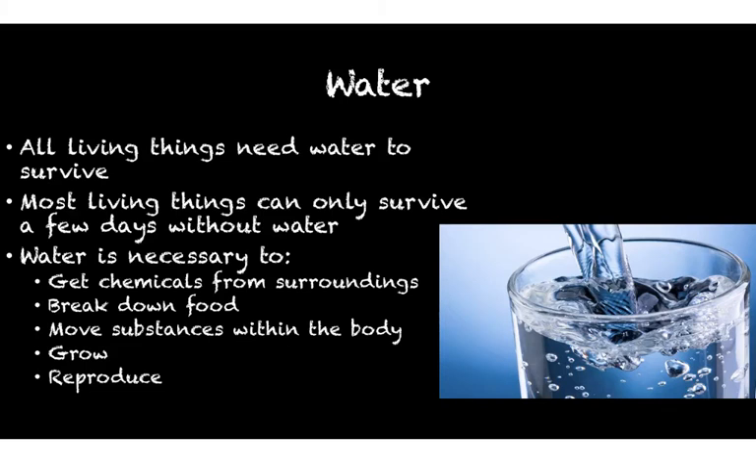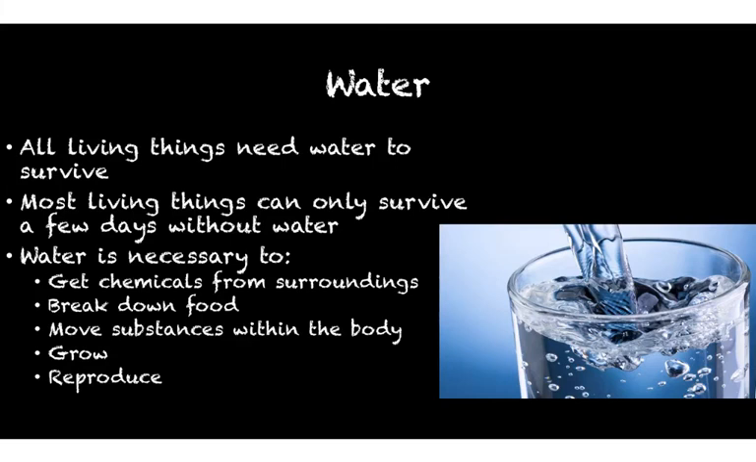In addition, you also need water to break down food. Water moves substances through your body, and if you don't have water in your body, then you are unable to move those substances through the body in order for them to be digested. So water is necessary to break down food, and breaking down food requires substances being moved through the body. Body systems require substances to move throughout the body. In addition to those 3 things that require water in the body, growth and reproduction also require water. Without a certain amount of water, living things cannot grow or reproduce.